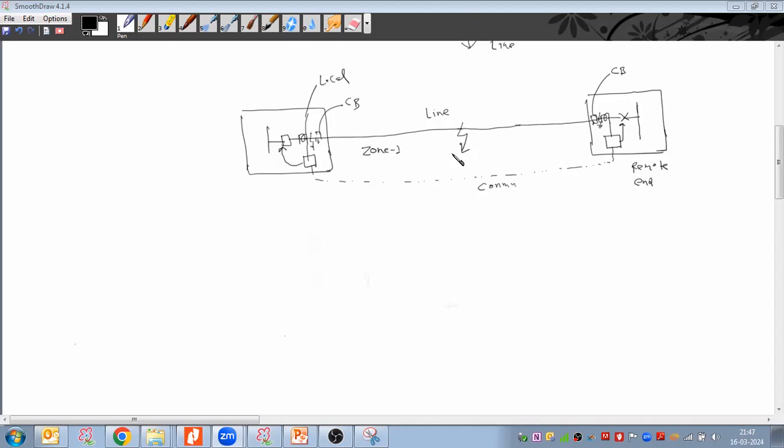So if any fault happens between the breaker and the CT or breaker terminal, that fault is really not going to issue the trip command to the remote substation. This is what I have mentioned here.